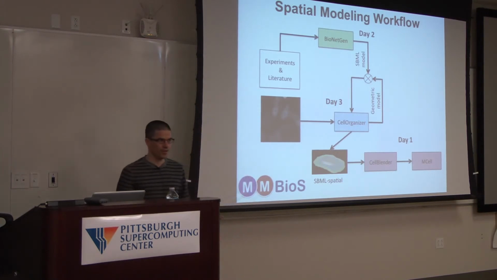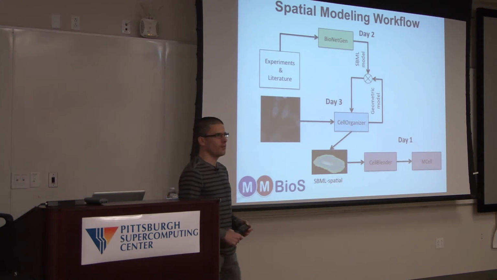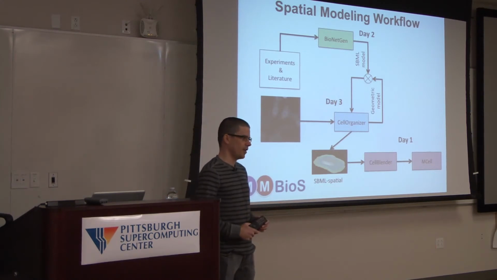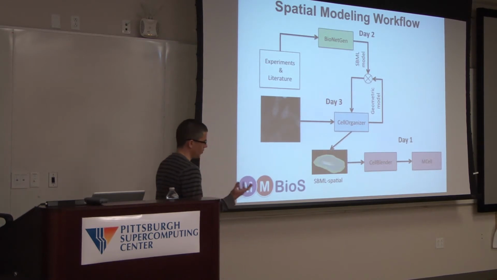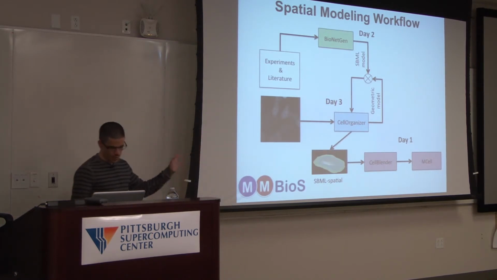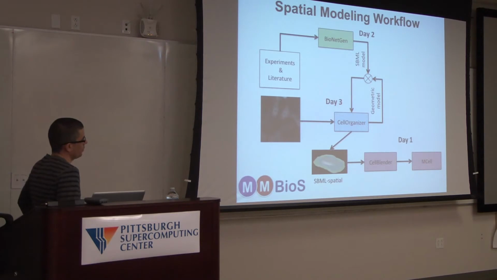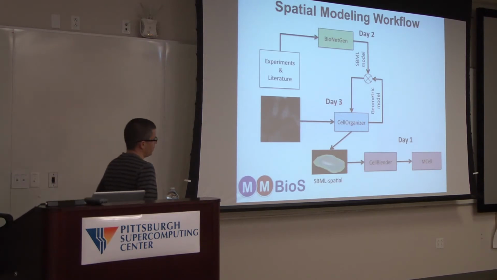So you can use your fluorescence image data to train models and actually to use that to generate instances of MCell models to simulate these systems. So this is probably a little bit abstract at this point, but hopefully as we go along with the lectures, this will start to make more sense.